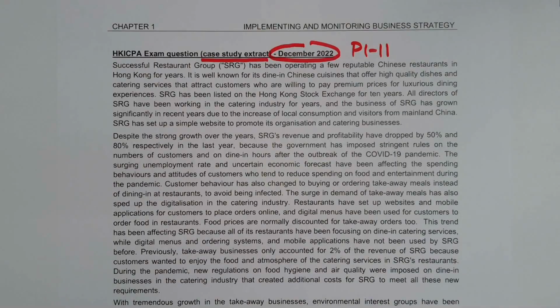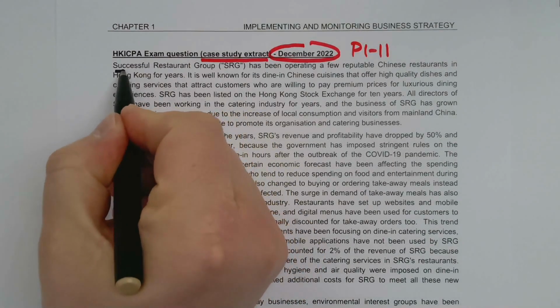Now, in our introduction, we talked about case study technique. So here's what I want you to do in your exam. The minute you open up your exam page, don't look at the requirements. First, look to see what is the scenario. So let's do that just here.